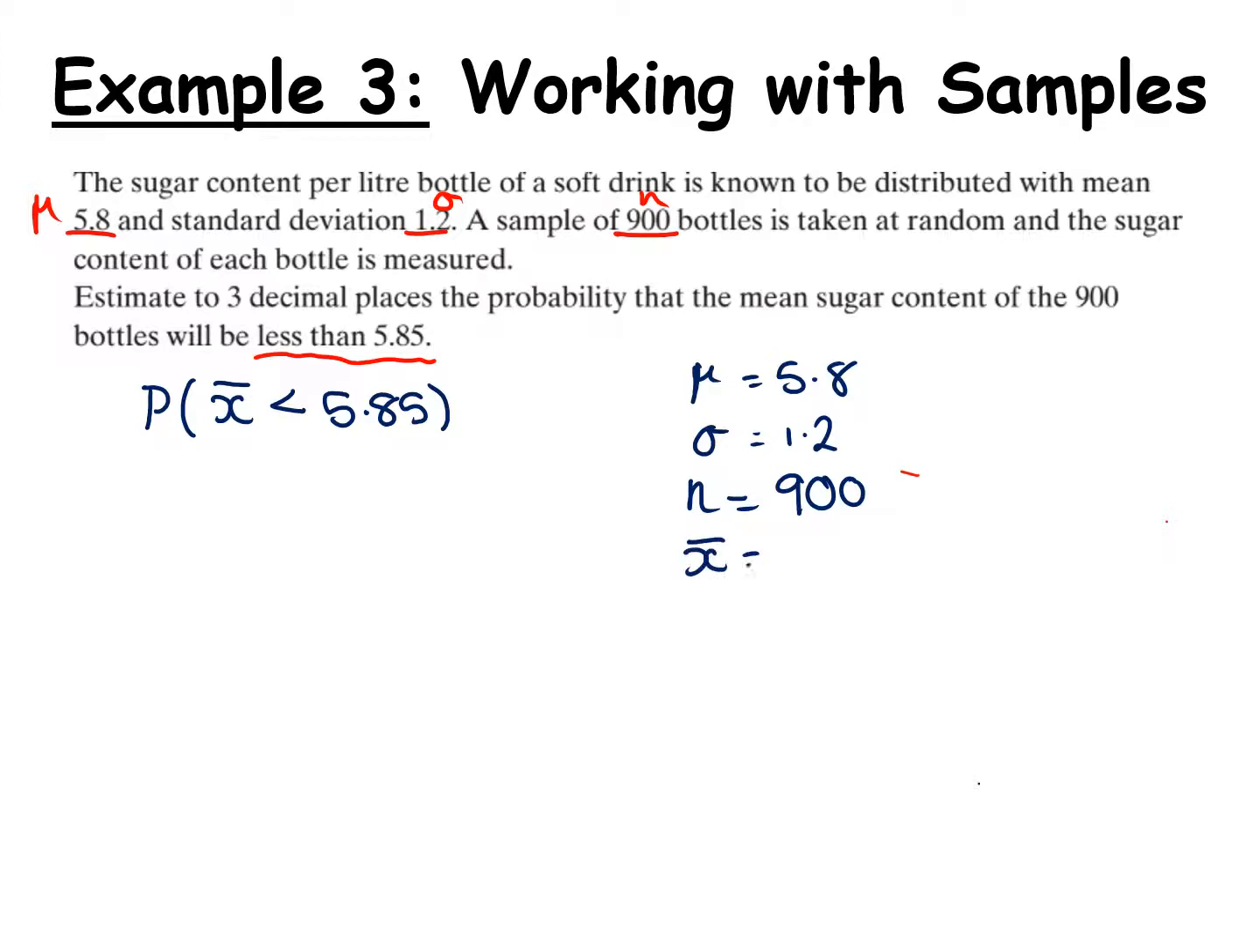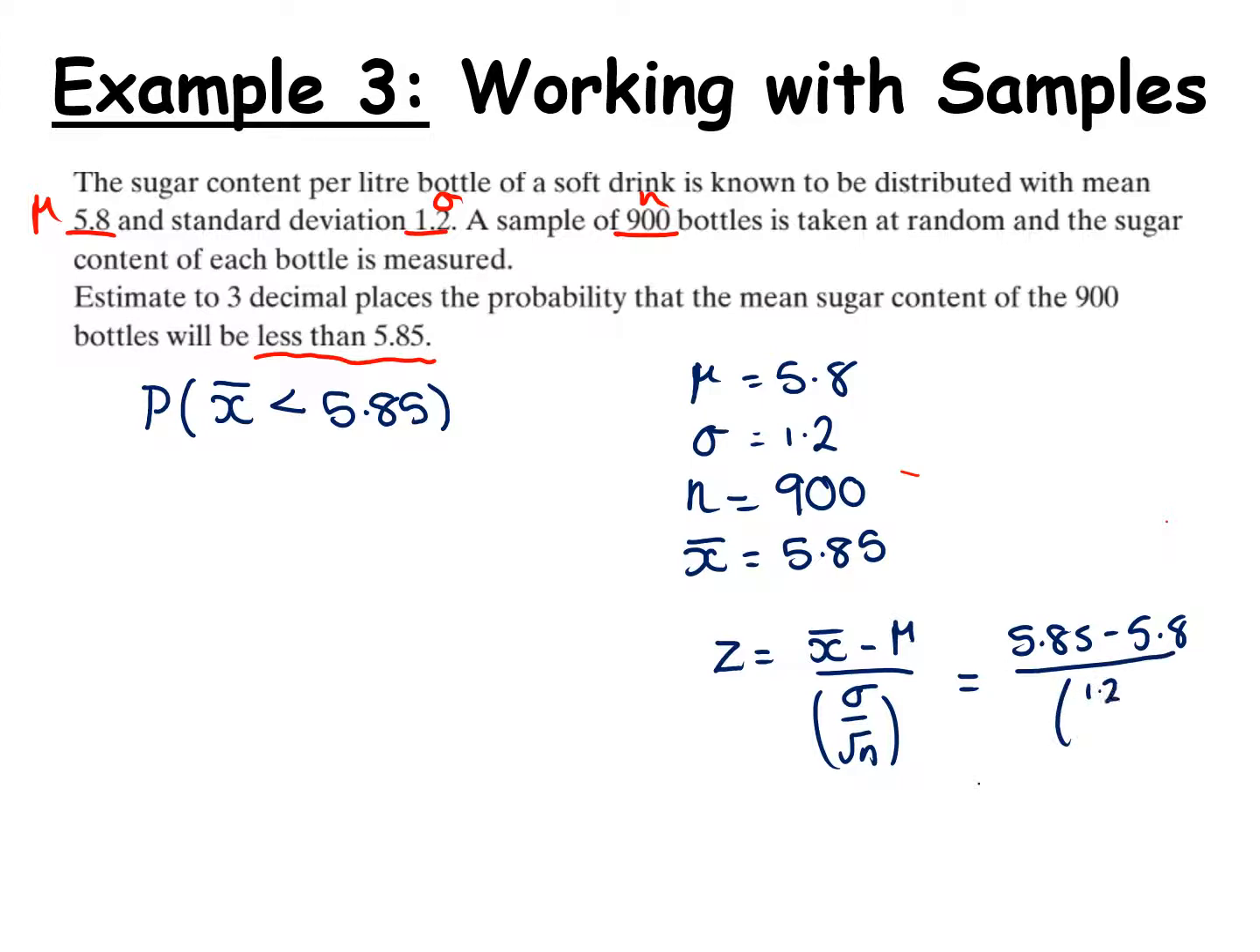And this means we can go to page 35 and use the formula at the top of page 35 for z-scores. So it is x bar minus mu all over sigma over root n, and that gives us 5.85 minus 5.8 all over 1.2 over the square root of 900, and that will give us our z-score of 1.25. So we're really trying to figure out the probability that z is less than 1.25. So that's actually a lovely straightforward one.